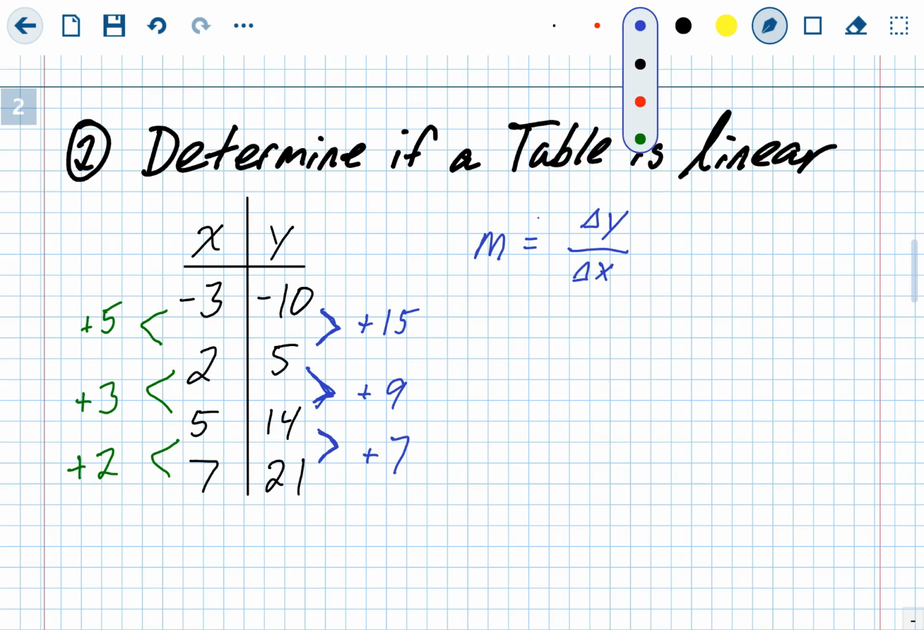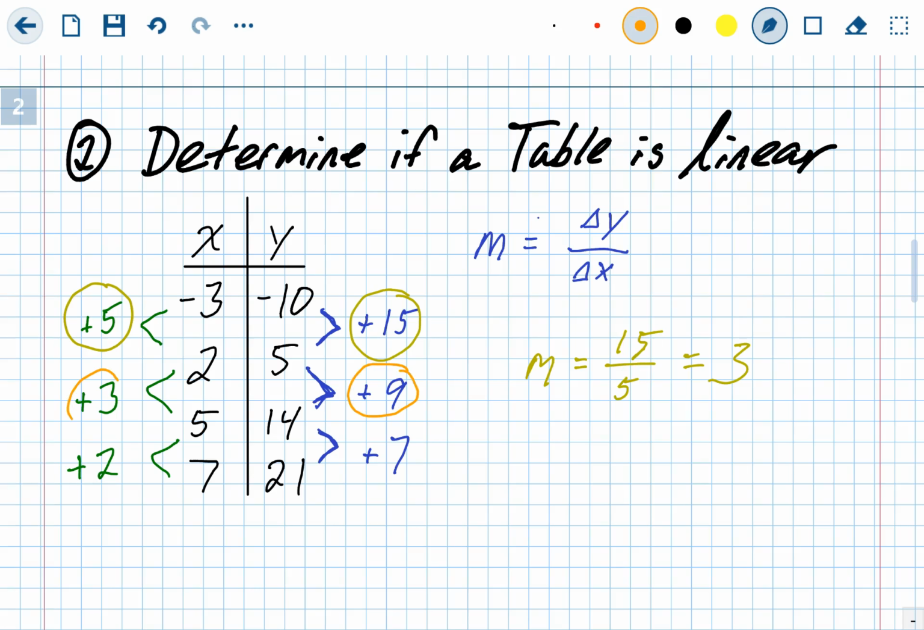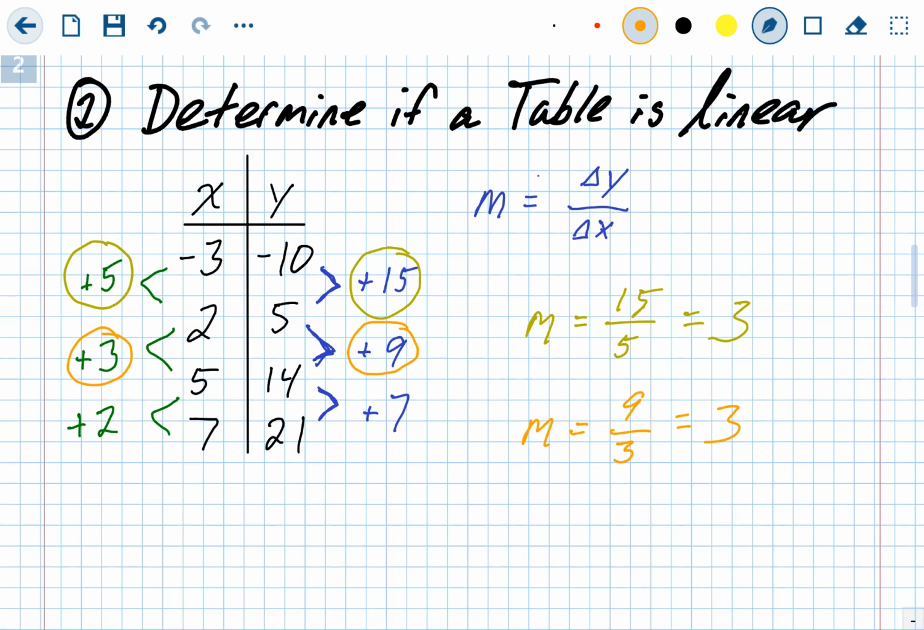Okay. Well, the first one, the change in y was 15 and the change in x was 5. Okay. So that's going to be a slope, a change in y over the change in x, of 15 over 5, which simplifies to 3. Okay. Check the next one. 9 over 3. 9 over 3 would be your slope. 9 over 3 simplifies to 3. Okay. So far it's a constant rate of change. And try the last one.